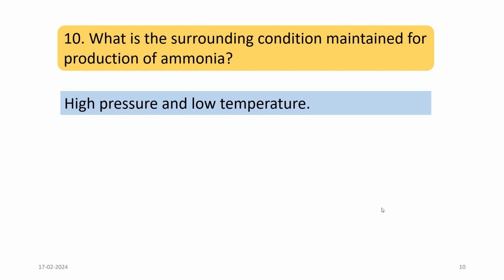So high pressure means that pressure should be maintained at 100 to 250 bar, and the temperature should be more than 670 Kelvin.